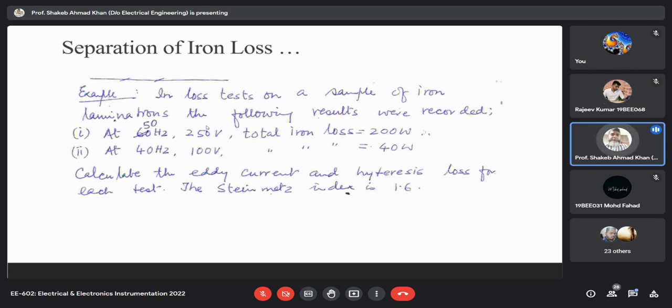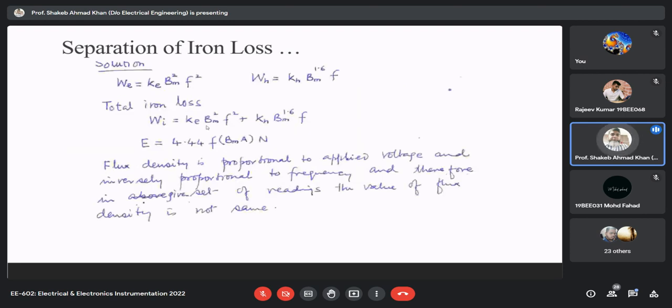Yes, sir. So in an examination also, if you get this kind of problem, you should make sure whether V by F is the same or not. If it is not the same, then obviously you cannot use the graphical method. Then you have to solve the equations. Here I have written the iron loss in terms of all the parameters, because flux density I am putting separately, not clubbing it into the constant, because it is also variable here, and the frequency and all other things are kept constant. Is it fine to all of you?